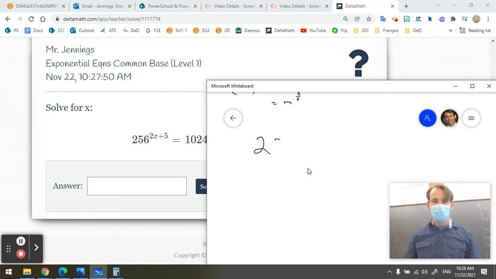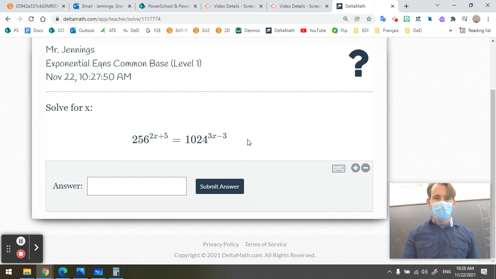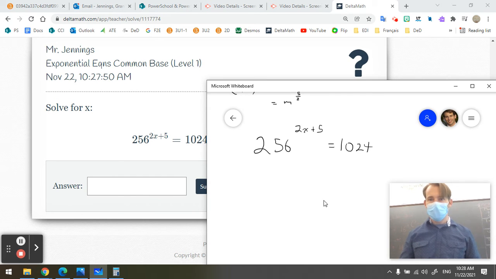First step, copy down the question. 256 raised to the 2x plus 5 is equal to 1024 raised to the power 3x minus 3. Write all of them as powers of 2. So 2 to the 8 is 256. Divide repeatedly by 2 on your calculator to confirm that. Raised to the 2x plus 5.